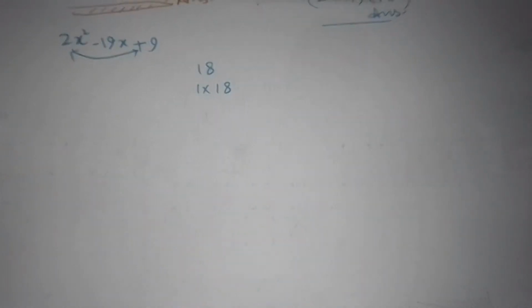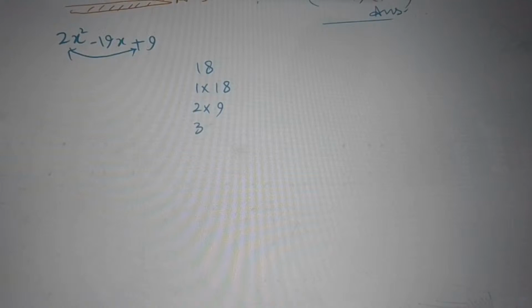By multiplying these two, we get 18. 9 twos, 18. So 18 can be factorized as 1 multiplied by 18, 2 multiplied by 9, 3 multiplied by 6. So these are the factors of 18, right? So we have to select that pair which can make 19 for us. 6 and 3 can make 3 and 9, so this is not selected. 9 and 2 can make 11 and 7, not selected. 18 and 1 can make 17 and 19, so we need the pair which can make 19. This pair makes 19, so it means that we have to select this pair.